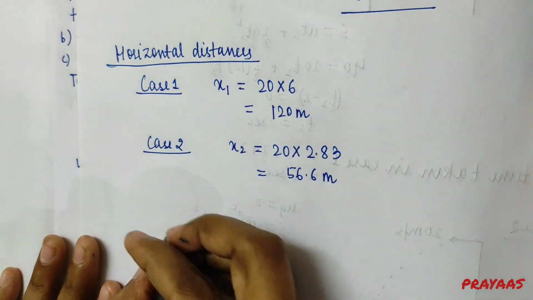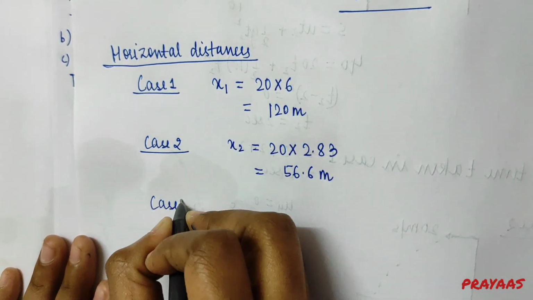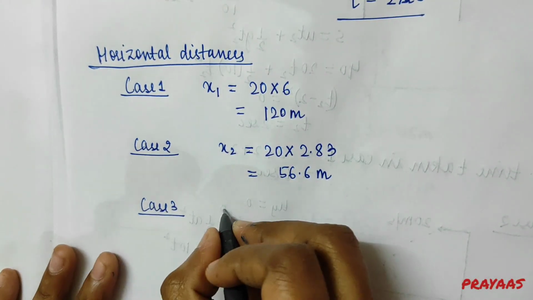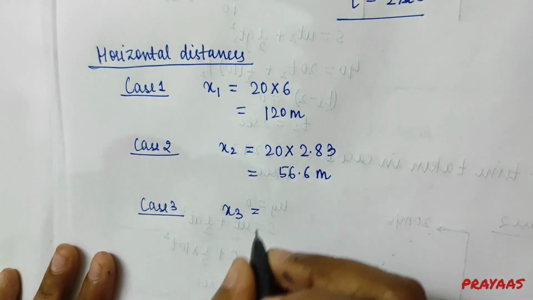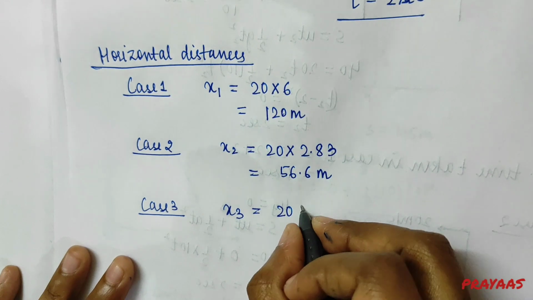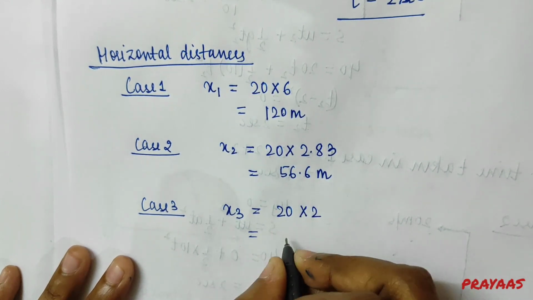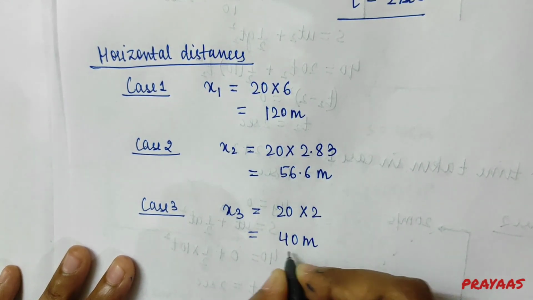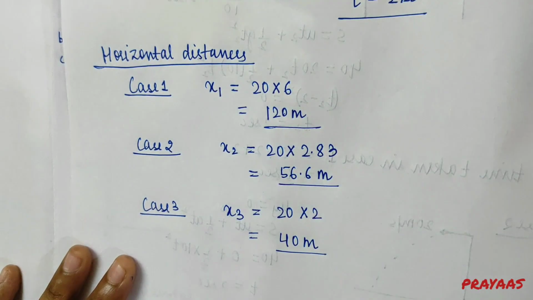Now taking case 3, x3 will be again speed into time. Speed in horizontal direction is 20 and time of flight is 2. So this will be 40 meters. These are the answers.